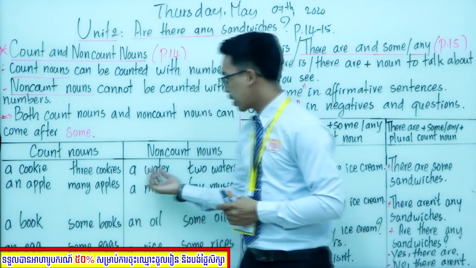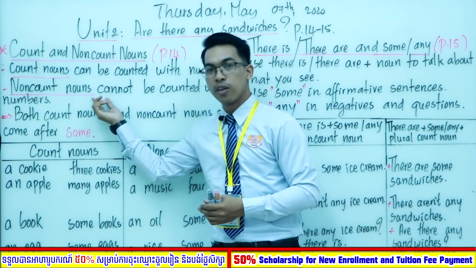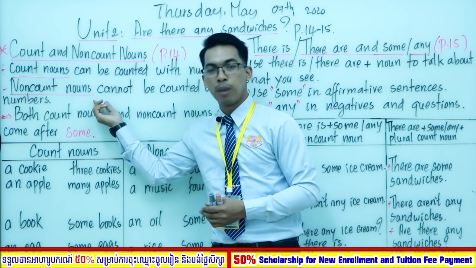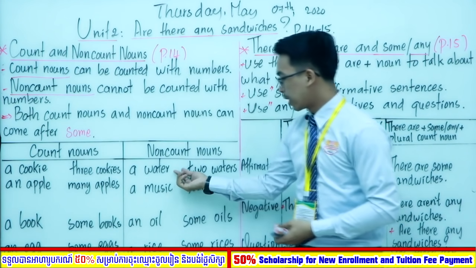Okay, so now let's move the attention to non-count nouns, which I already explained to you about the definition, and how to use it. It means the noun that we cannot count. Very good. So now let's look at the example.